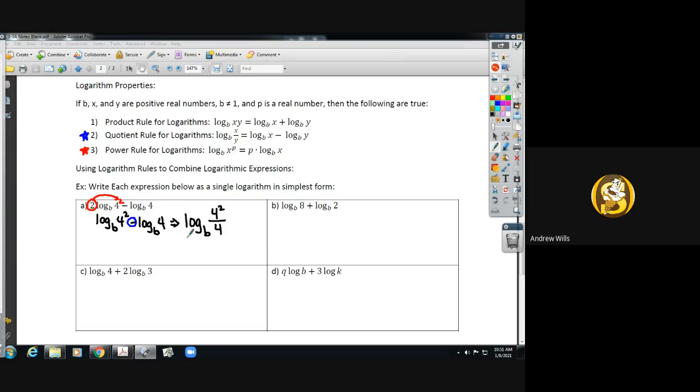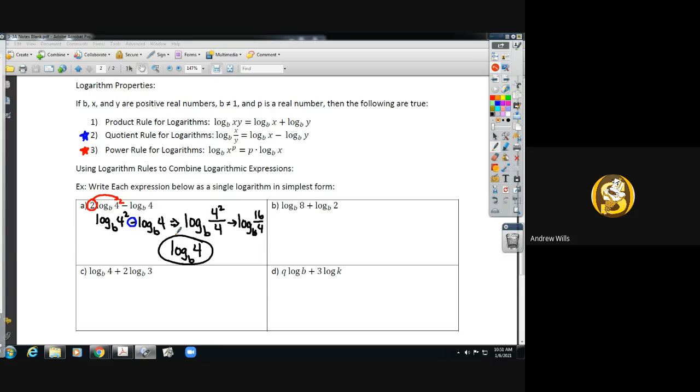And then the last thing we have to do is simplify. Okay, that expression is not in simplest form because 4 squared over 4 is a number that we can find. So 4 times 4, 4 squared, is 16 divided by 4 would be 4. So we just keep working our way through until we have the simplest expression that we can, which would be log base b, it should be a b, of 4.